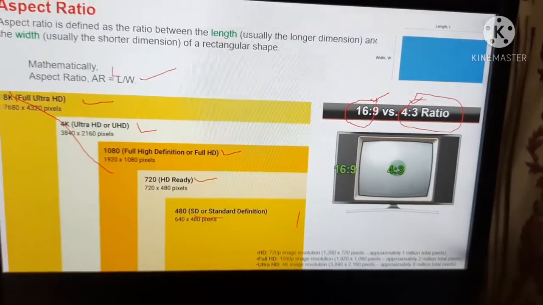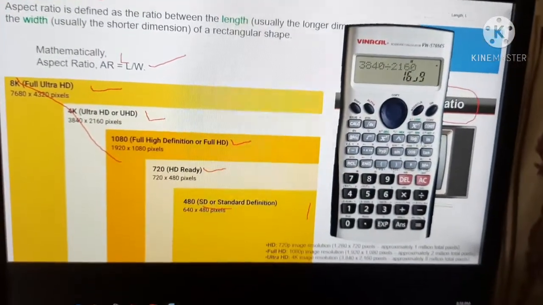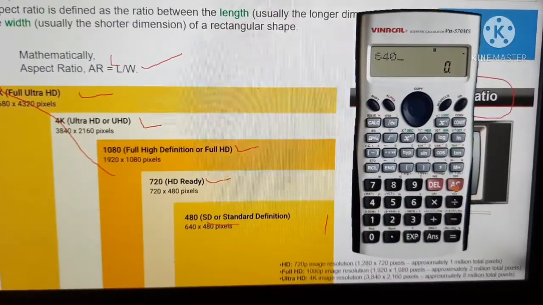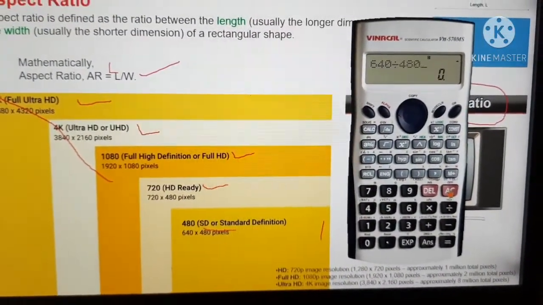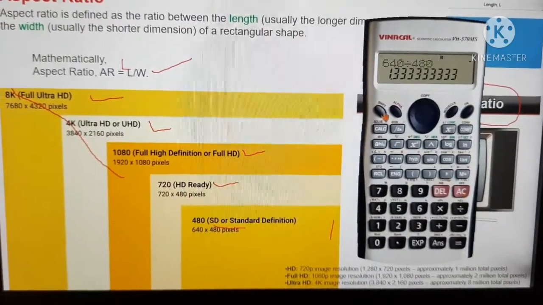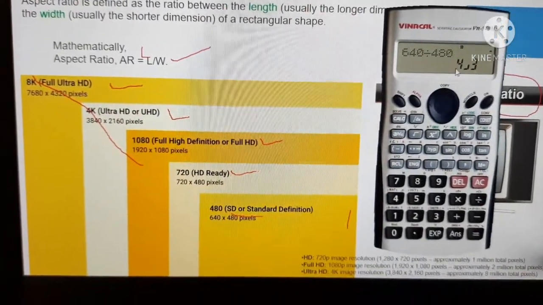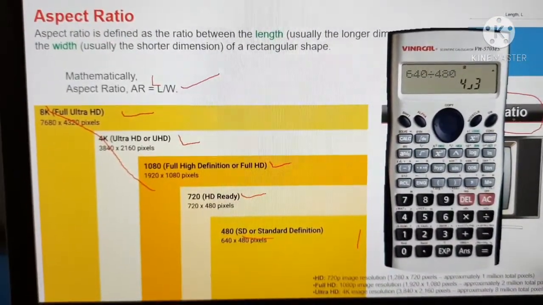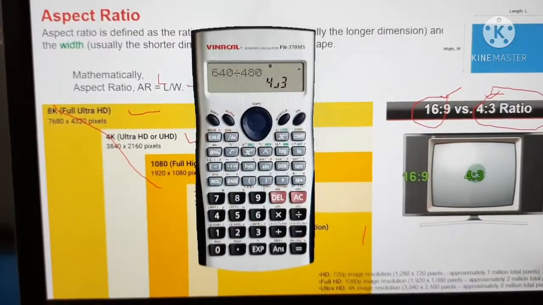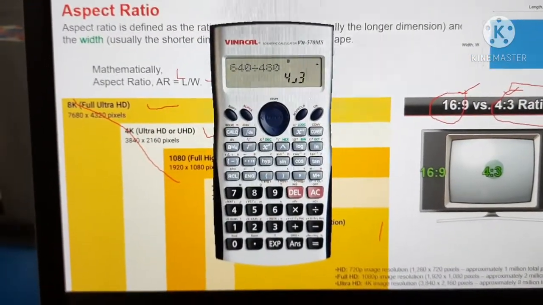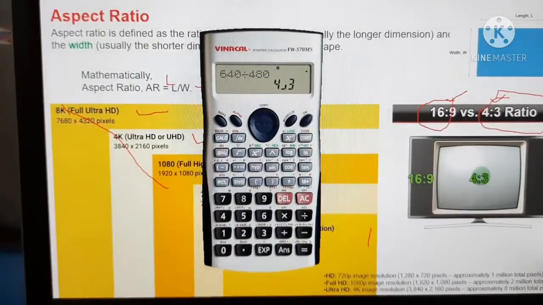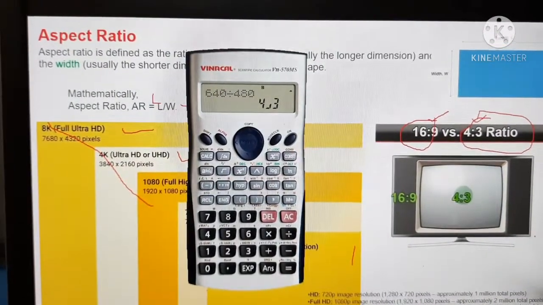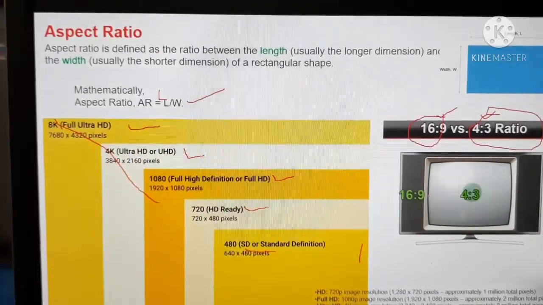Now we will see the calculation for 4:3. For example, you have 640 pixels in length and 480. So this is 4:3. Your standard definition has an aspect ratio of 4:3. So this is how it looks. If this is a TV, the standard definition looks like a 4:3 aspect ratio, and this plasma TV or LCD TV has a 16:9 aspect ratio.